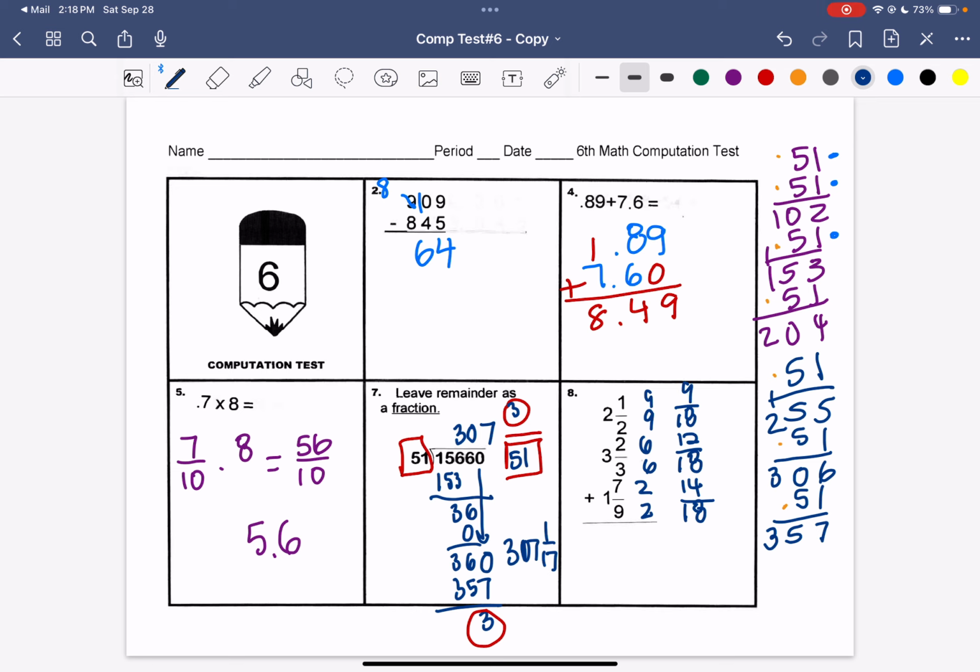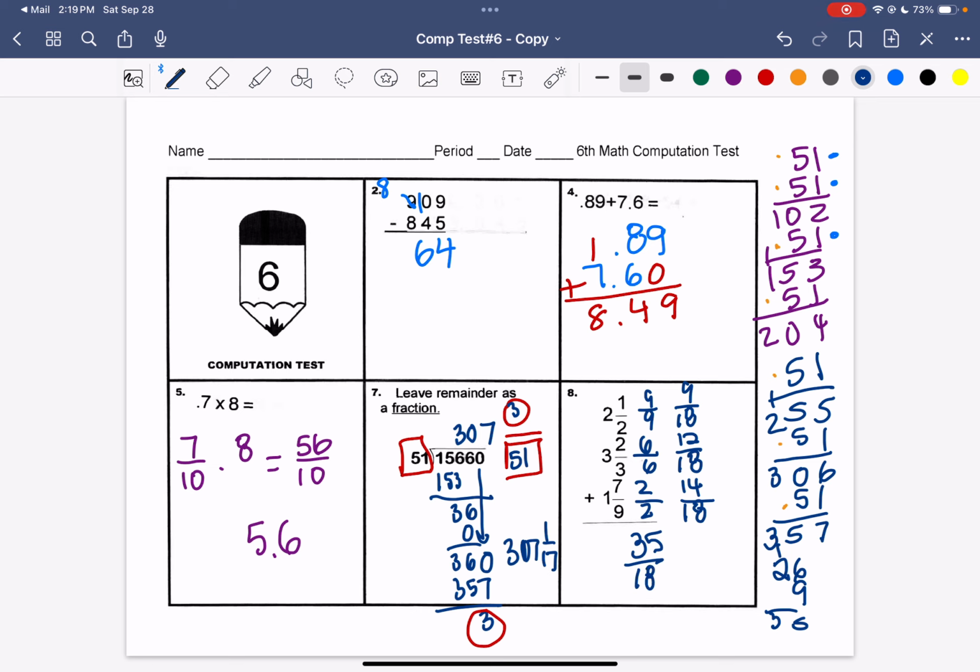So all this 9 over 9, 6 over 6, 2 over 2, those are just 1. 9 divided by 9 is 1. 6 divided by 6 is 1. 2 divided by 2 is 1. Now I can add 12 plus 14. That's 26. 26 plus 9 is 35. So I ended up with 35 over 18.